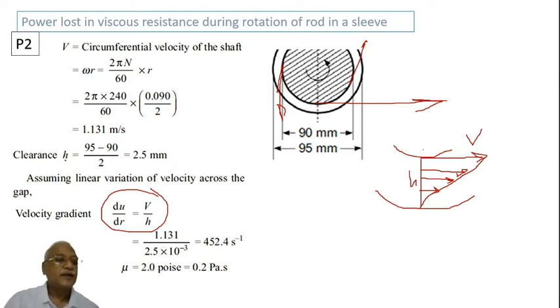Anyway, here clearance h is calculated. It is easy to understand: 95 minus 90 divided by 2.5 mm. And V by h, the velocity gradient, is calculated as 1.131 meter per second, which is the velocity. The thickness of the oil film is 2.5 into 10 raised to minus 3 meters, and mu is given as 0.2 Pascal seconds, because it is given in poise, that is 0.2 Pascal second.